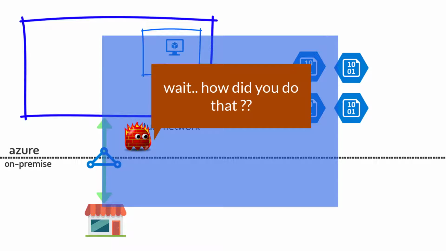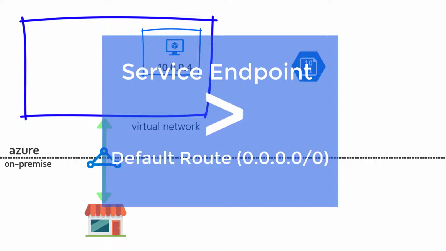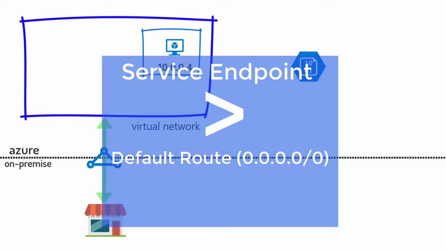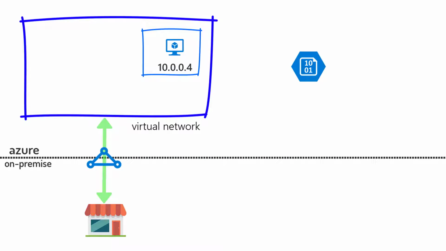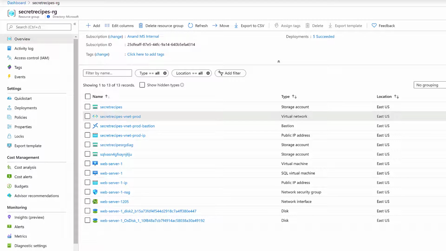Well, this is accomplished because of the way routing priorities work in Azure, and I'll make another video explaining that in detail. In short, for now, service endpoints take a higher precedence than the default route advertised. Great, let's take a look at how service endpoints is configured from the Azure portal.